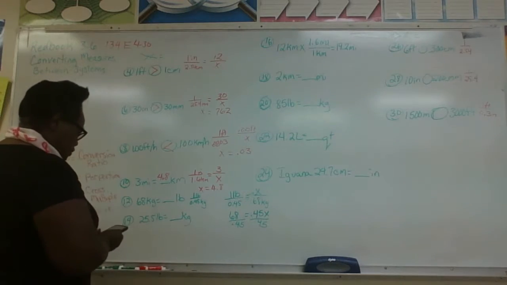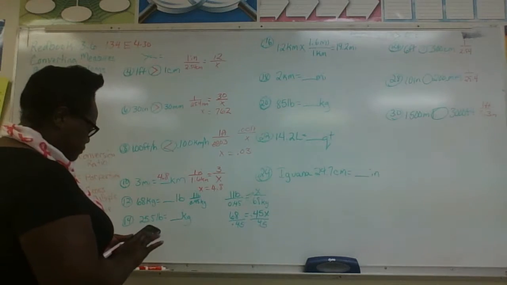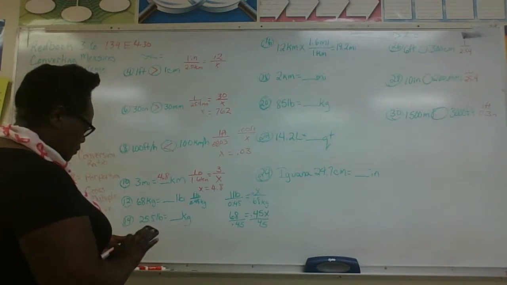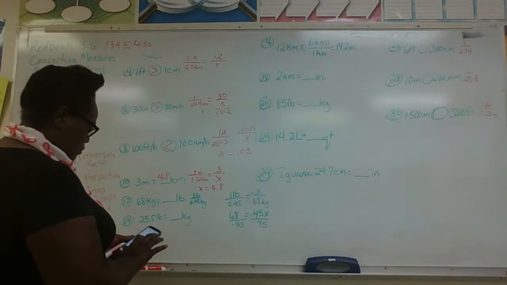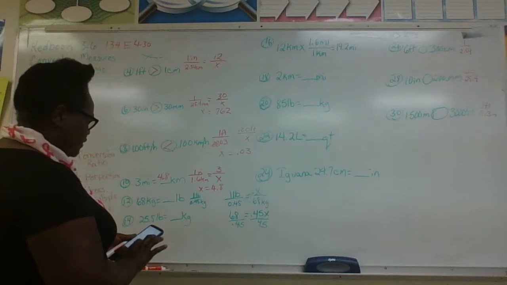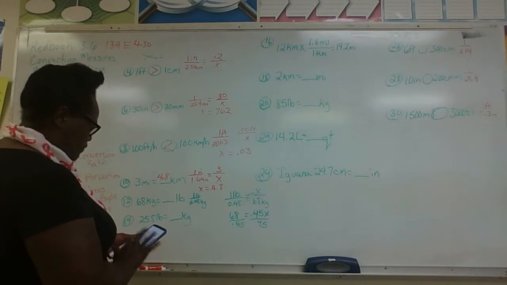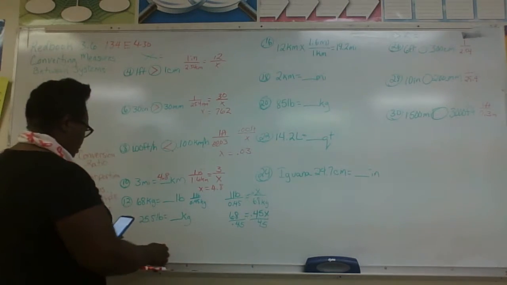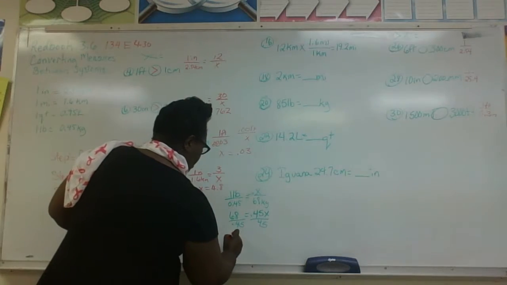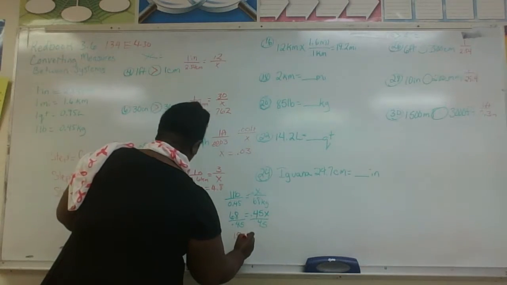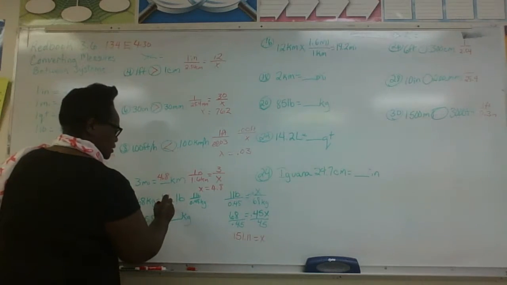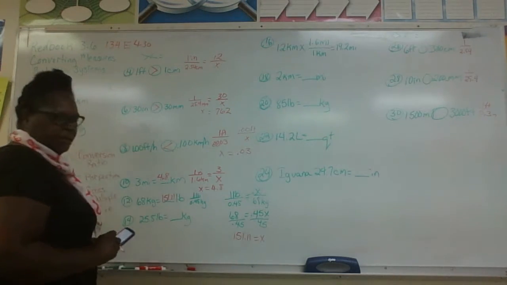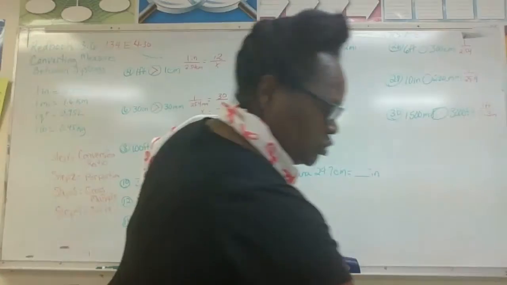And so therefore we take 68 and divide it by 0.45, and we have 151.11 is equal to X, and that's what goes here. Okay, that was number 12.